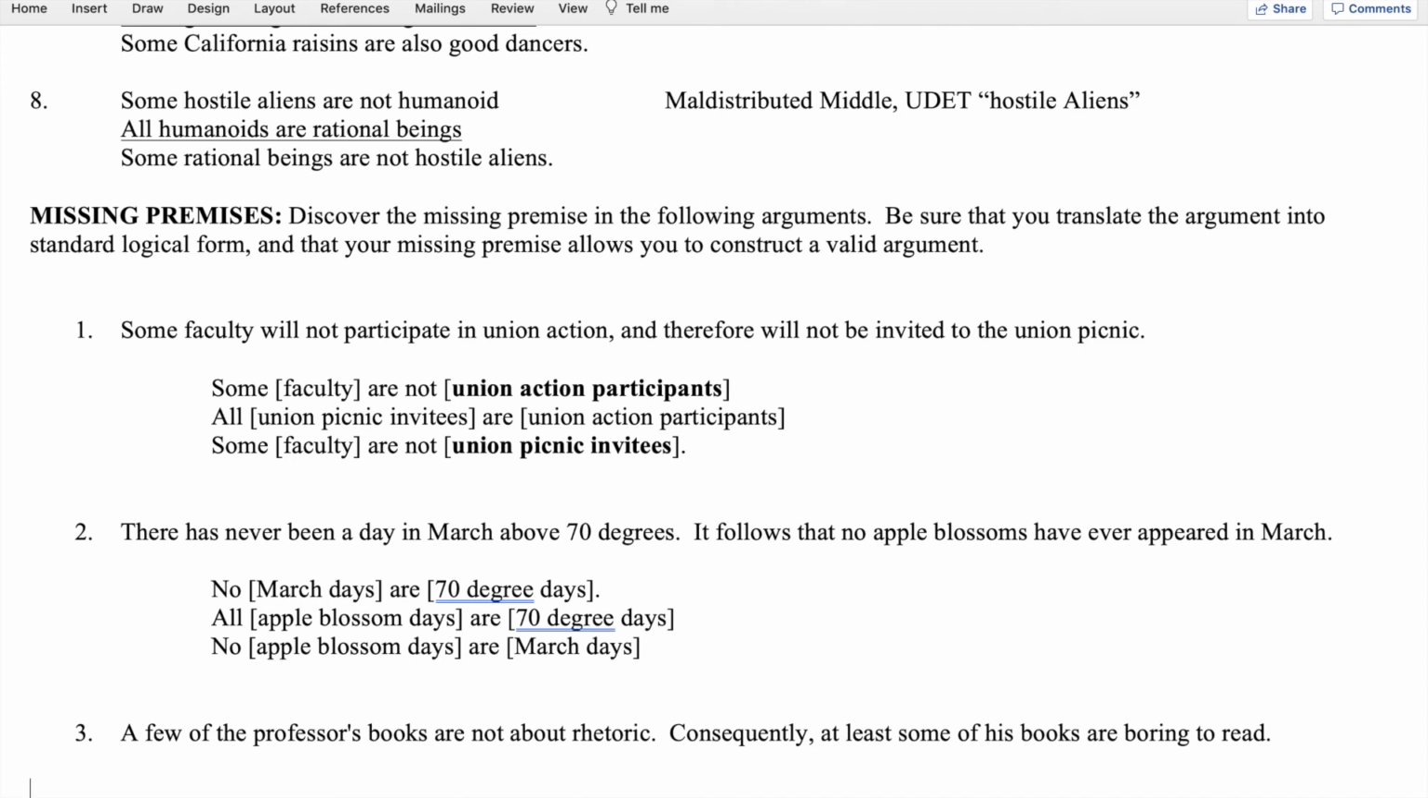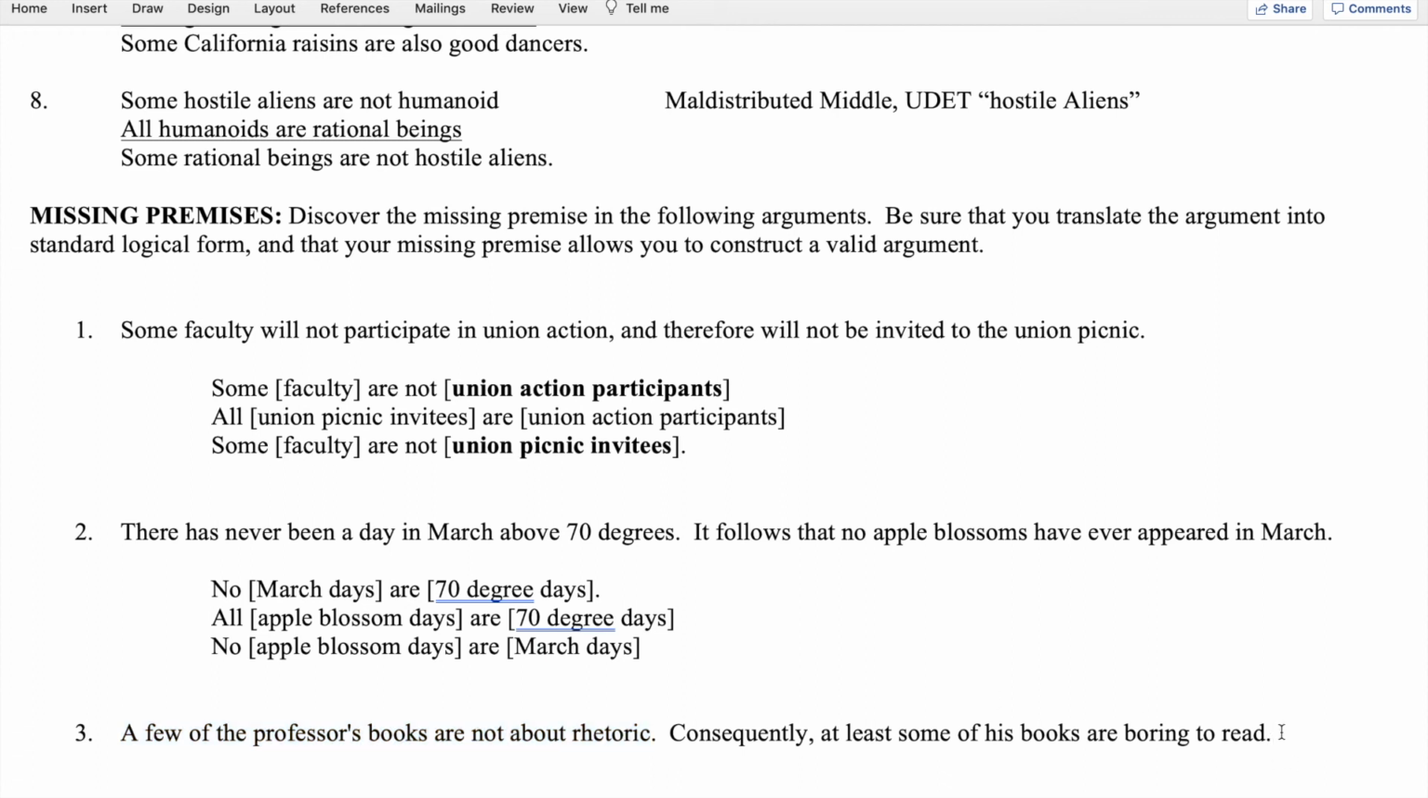A few of the professor's books are not about rhetoric. Consequently, at least some of his books are boring to read. Okay? So we have two statements. Which statement is the conclusion, or which is the claim in natural language that will become the conclusion in the syllogism? Here's the clue, the argument indicator consequently, and that tells us this is going to be the conclusion of the syllogism. At least some of his books are boring to read. That means over here we have the evidence statement, which becomes the premise in the syllogism. A few of the professor's books are not about rhetoric.